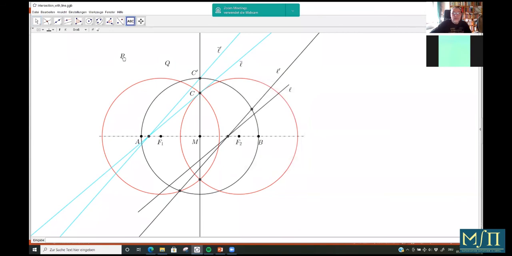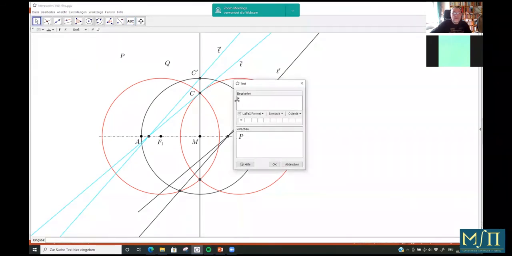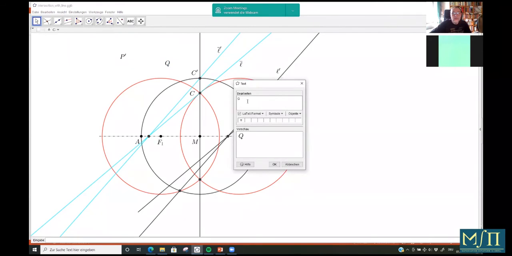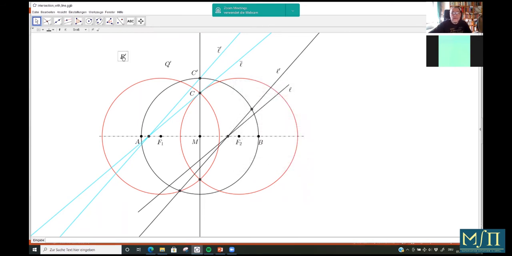Well, actually, no, let's do something different. Let's call it P prime because this is in the circle area. We'll call the other one Q prime. We'll call the ones P and Q that are actually in the ellipse. So this one's P prime up here, and this one is Q prime down here.